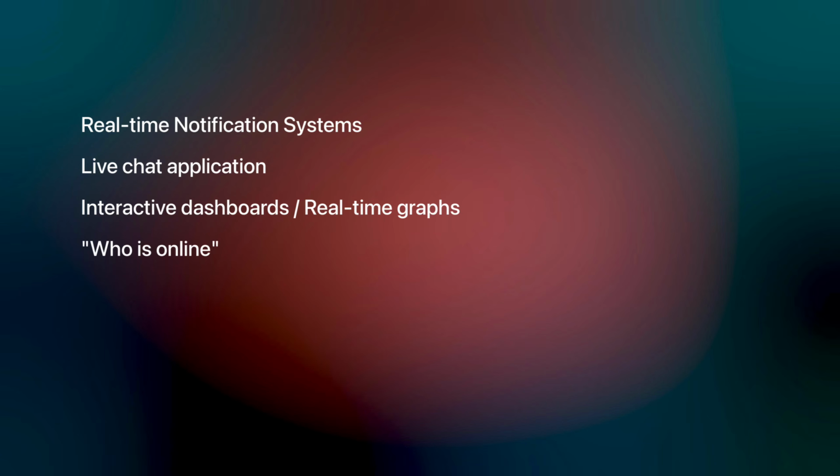Here are a couple of examples. Real-time notification system, just like our example. Live chat application. Real-time dashboards where you can display interactive graphs. Who is online feature, where users can see which of their friends or contacts are currently online. Real-time typing indicator that is very common on most chat apps today, where you can see if the person you are talking to is typing, and much more.